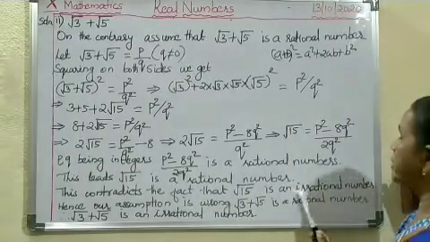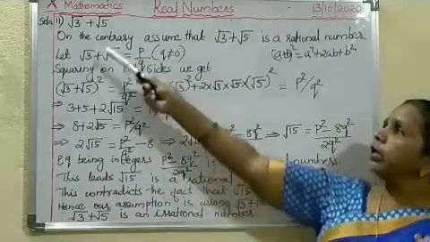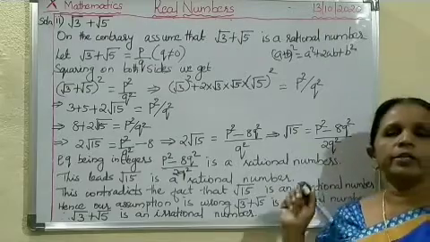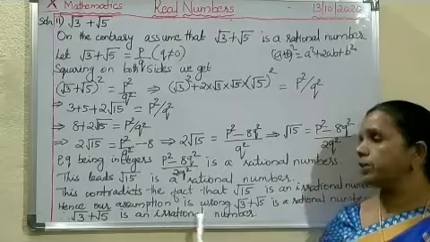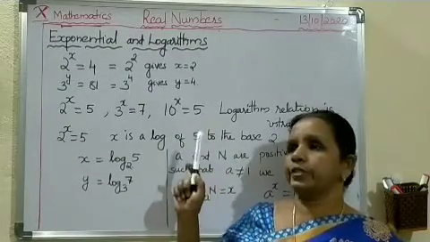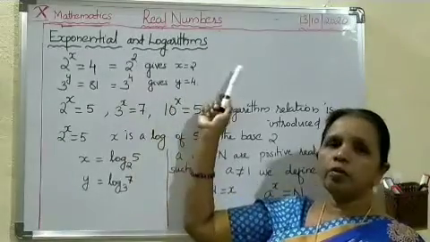That is, root 15 is an irrational number. Therefore, our assumption is wrong. Root 3 plus root 5 is a rational number, what we assumed is wrong. Therefore, we can tell that root 3 plus root 15 is an irrational number. For the remaining problems, you have to do them yourself. I will go to the next topic, exponentials and logarithms.